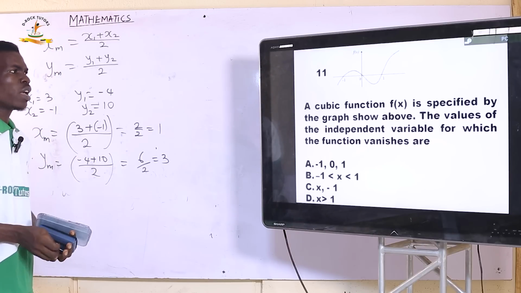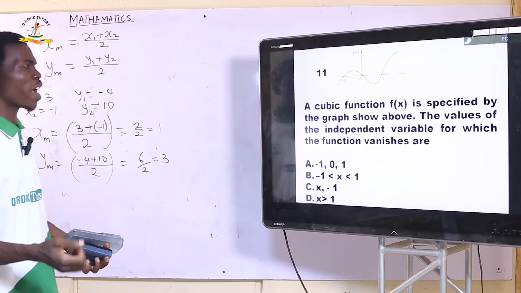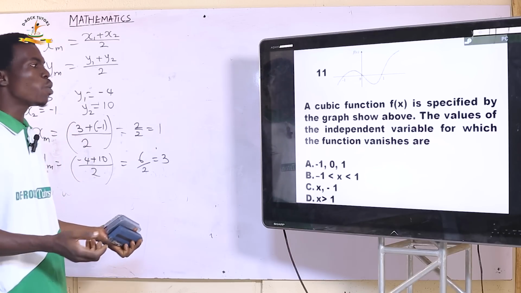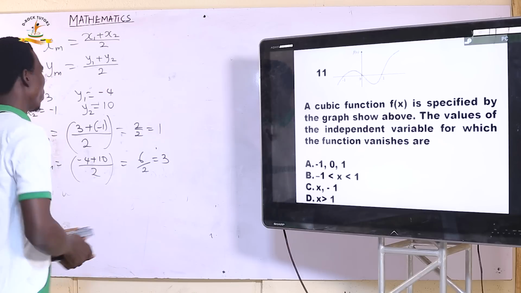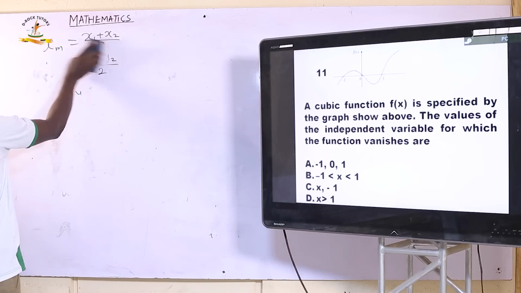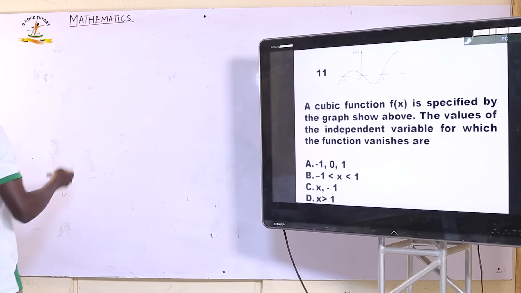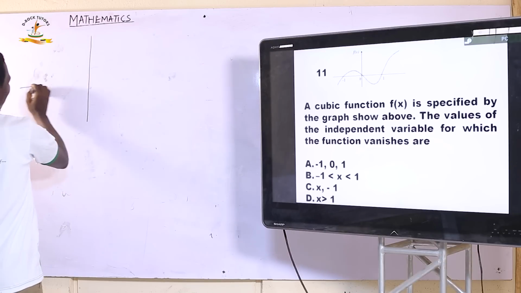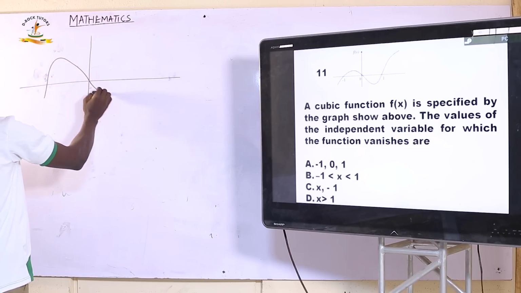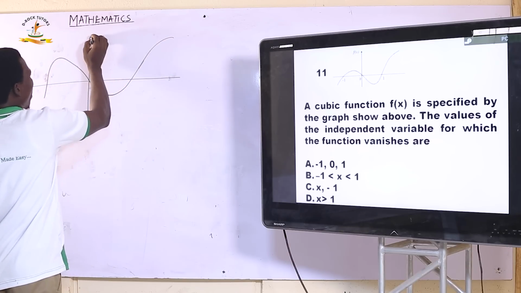Right, we have question 11, and we're given a cubic function f(x) specified by the graph shown above. The values of the independent variable for which the function vanishes are. So here we have a graph given to us. So I will quickly sketch the graph for better visibility. So we have this, and the graph just literally points this way and this.